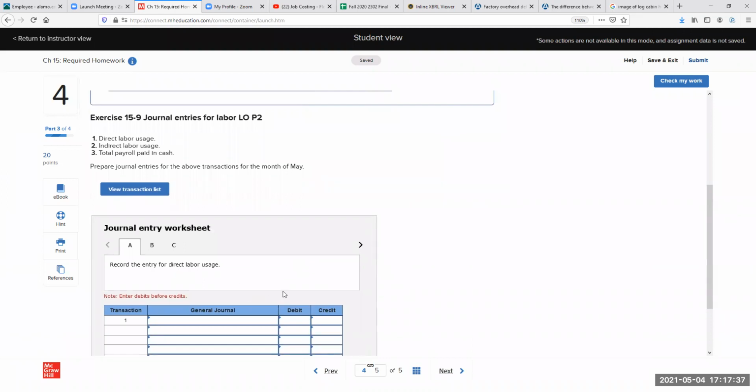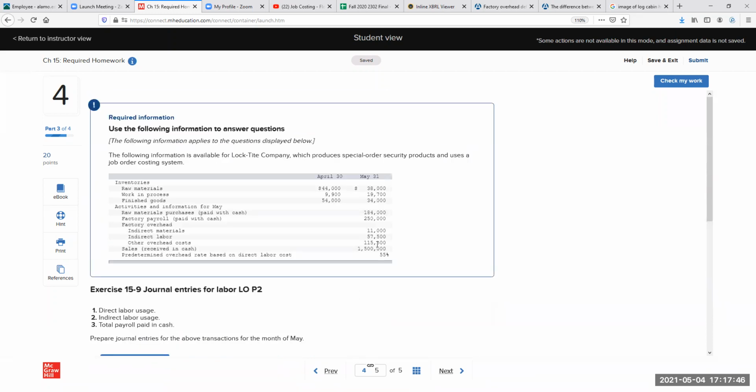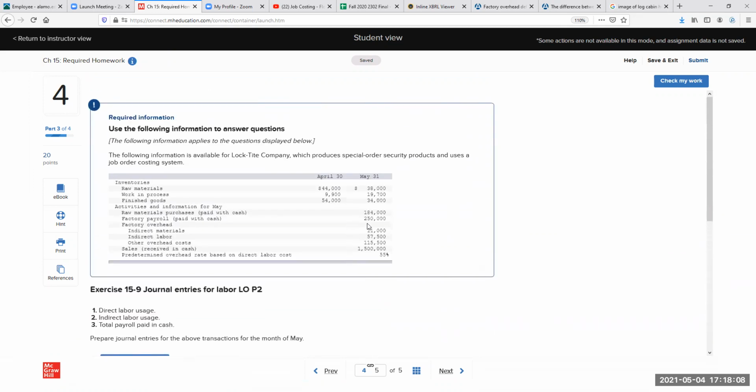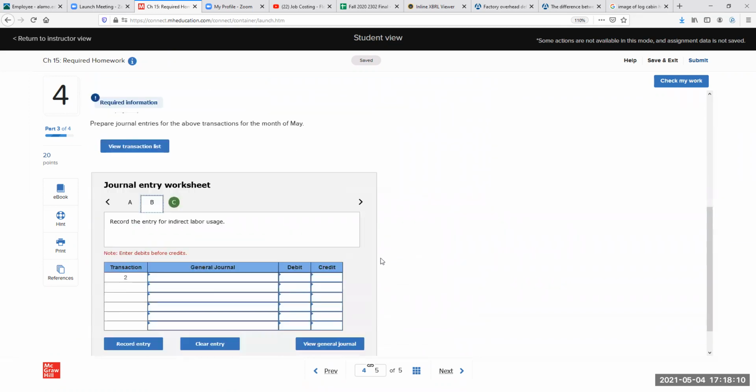Record the entry for direct labor usage. All right. Direct labor, indirect labor. Well, total factory payroll was 250,000. And you've got to pay people with cash. People want cash. So what do you call that? Is it wages payable? Factory wages payable. Okay. But then of the 250, how much was indirect? Labor was 57.5.